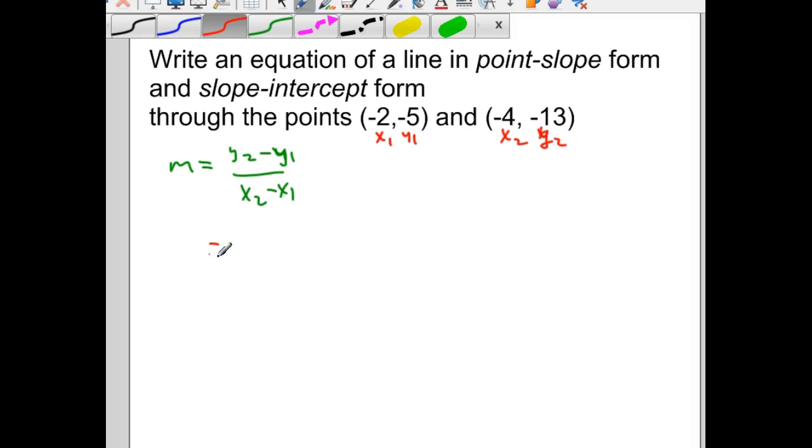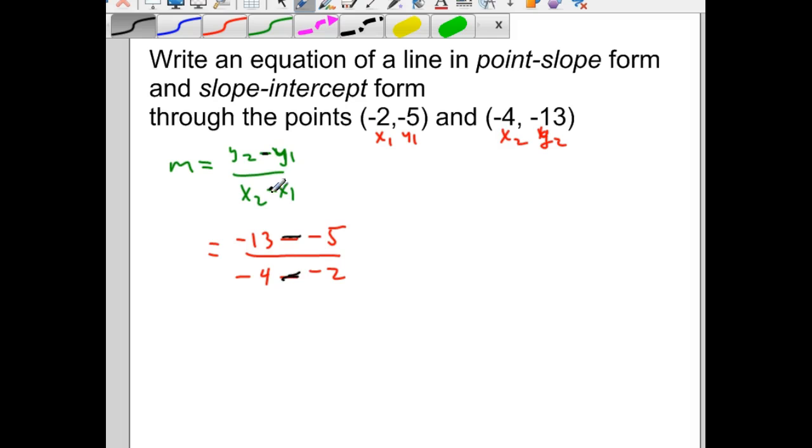And you just substitute the numbers in here. So y2 is negative 13, minus is part of the formula. You're going to minus a y1, which is a negative 5. x2 is right here, negative 4. Minus is part of the formula. You're going to minus an x1. So x1 is going to be negative 2. Make sure you recognize that minus is part of the formula here.